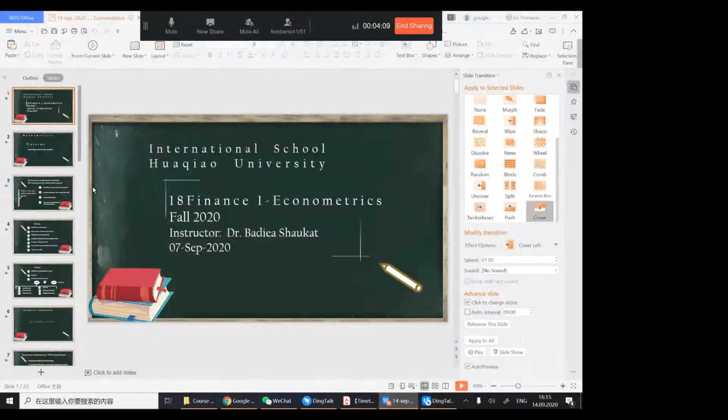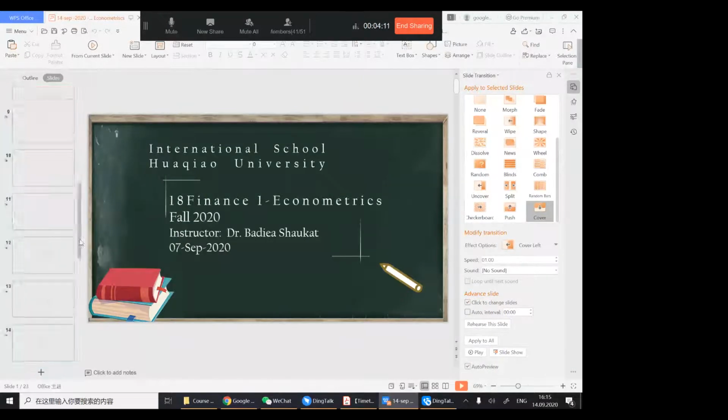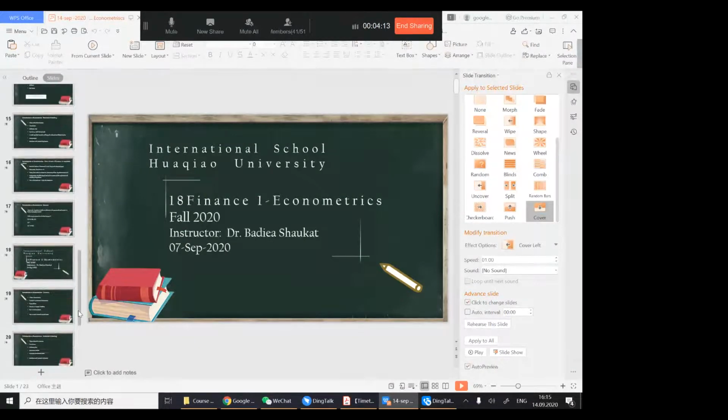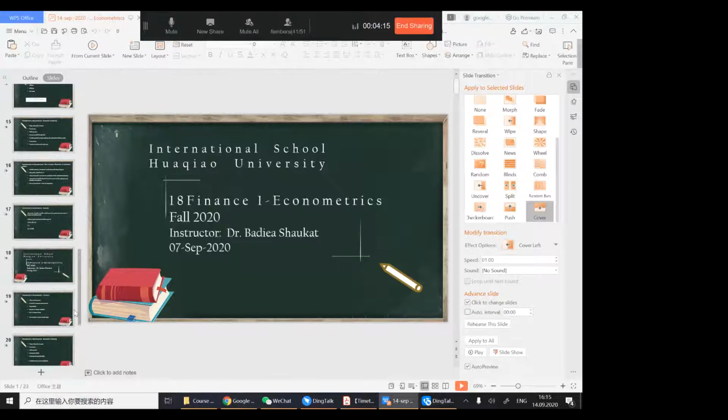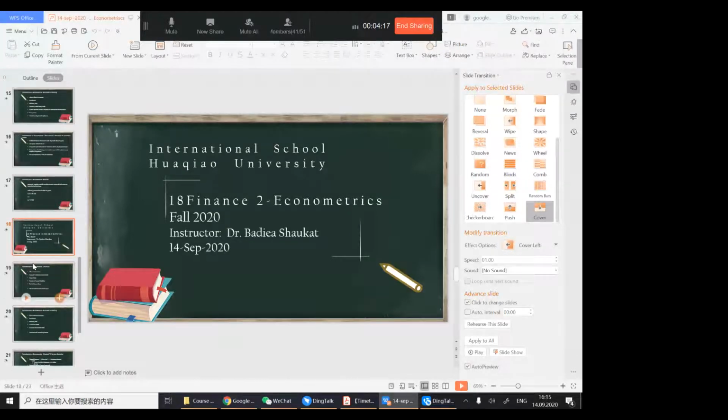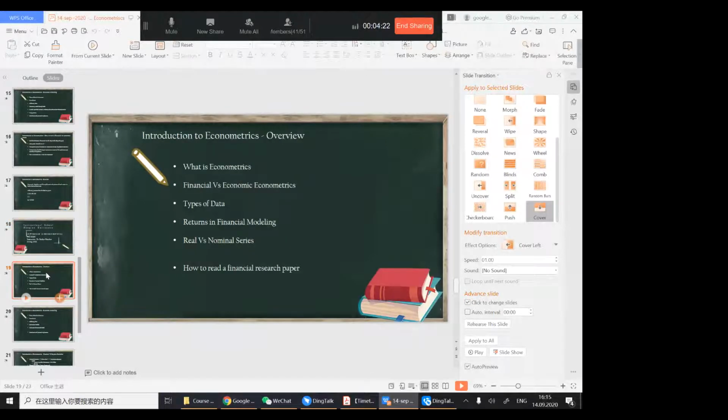So last time we learned about econometrics. What is econometrics, right? In the previous two lectures, we covered what econometrics is, why we need it, and what the relevance of econometrics is in our life.